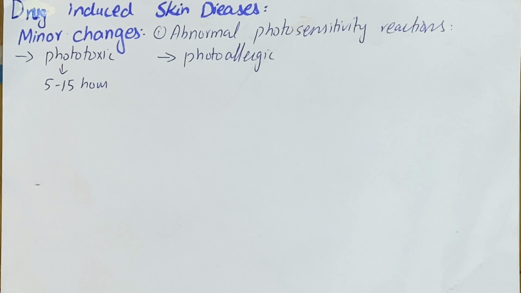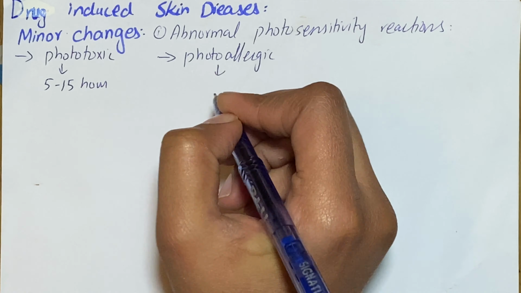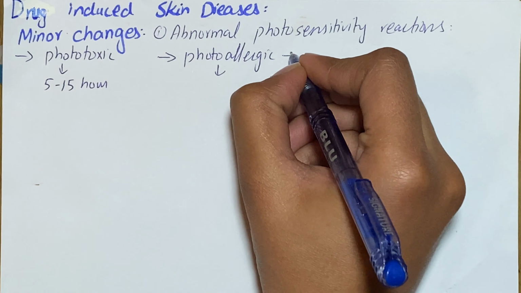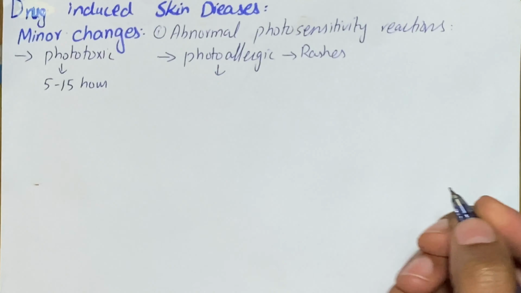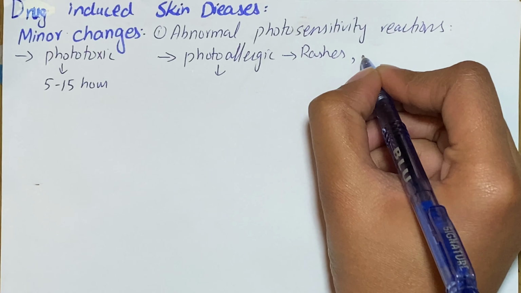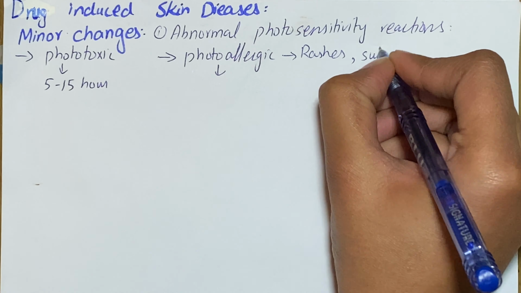And the other type, that is the photoallergic type of abnormal photosensitivity reactions, these are actually not dose dependent and they can happen at any stage or any time of the drug therapy. They can happen even at the subtherapeutic level, and these are actually time independent, so they can happen even in delayed response or even at the time of administration of the drug. So it includes some kind of rashes on the skin and some common allergic response.